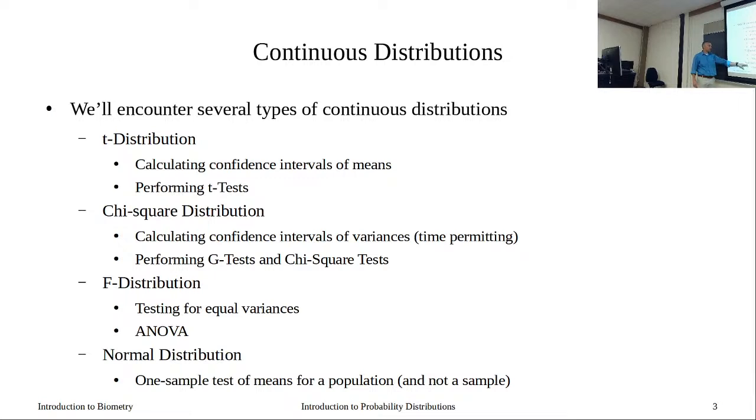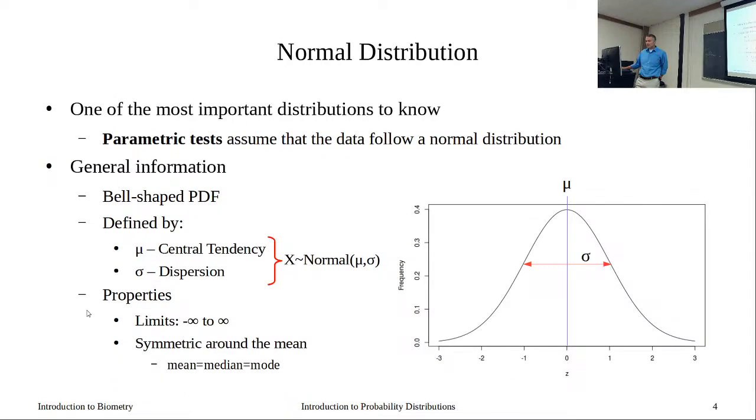We'll also use the normal distribution if we have a one sample test. We collect a sample, we have our average, and we ask, is our average equal to some value? Or is our average greater than some value? This is when we would use the normal distribution. If we have two groups, and we ask, are the group means equal, we're going to use the T distribution or the F distribution. All right, so a one sample test of means is for a population, and not a sample, where we are comparing our mean to a specific value.